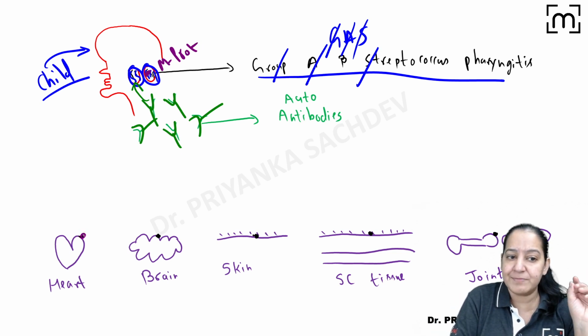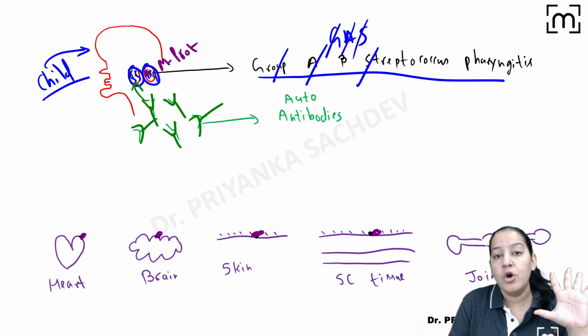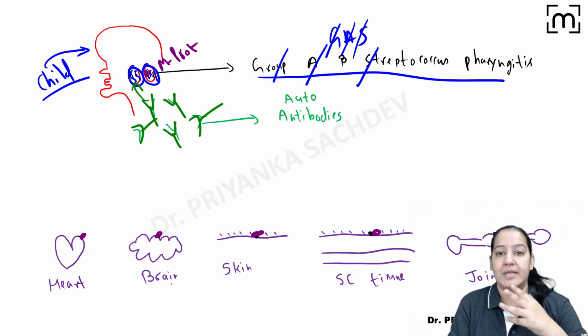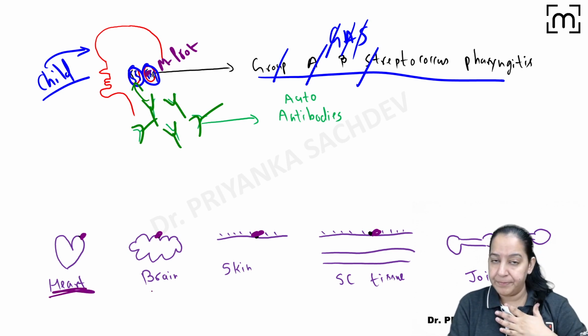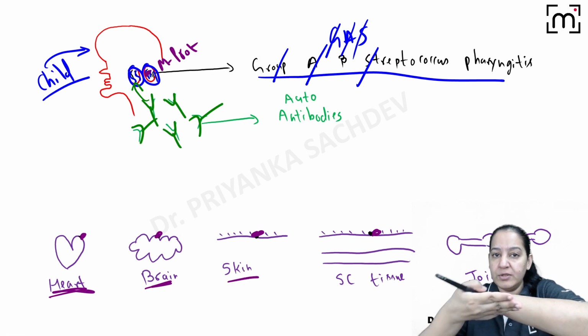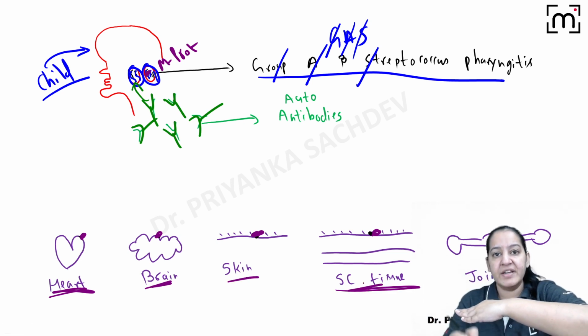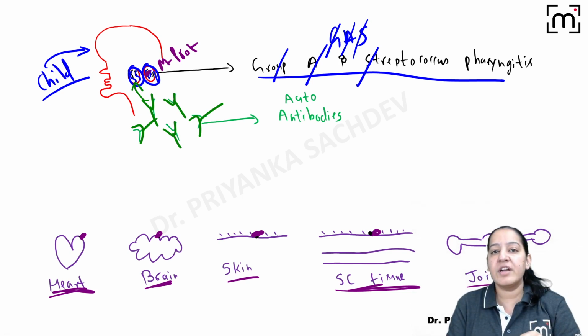The same M protein is present on 5 human organs. You know which 5 organs? The 2 vital ones: the heart and the brain. Number 1 is heart. Number 2 is brain. Number 3 is skin. You can learn it like skin. Just below the skin, we have subcutaneous tissue, right? And just below the subcutaneous tissue, we have joints. We have various joints. So what are the 5 organs?